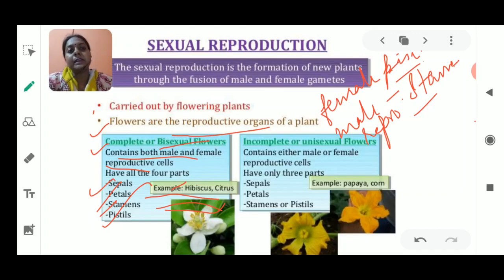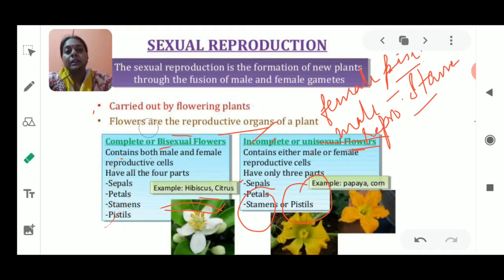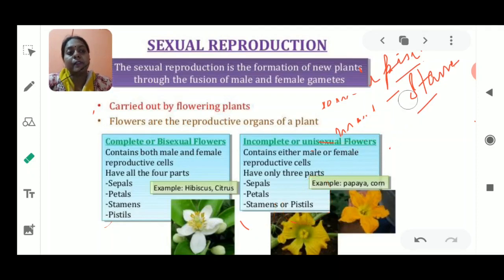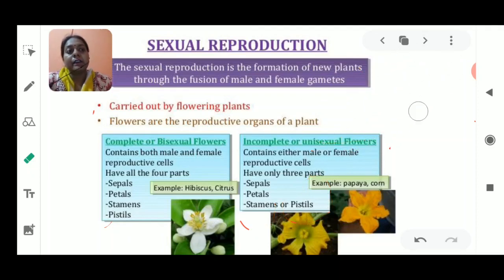Most of them are bisexual flowers, but still in nature we find unisexual flowers where only either the male or the female reproductive part might be present in that flower. So that flower has only three parts, that is sepal, petal, and stamen or pistil. Stamen or pistil, not and, or pistil. Only one part might be present, either stamen or pistil. Here we can study the organs based on the names of the plants and flowers, and you could also collect other names of unisexual and bisexual flowers from your book or outside your book. You can even observe them.